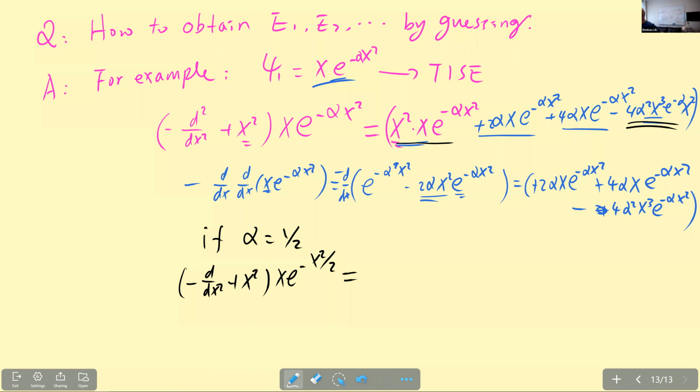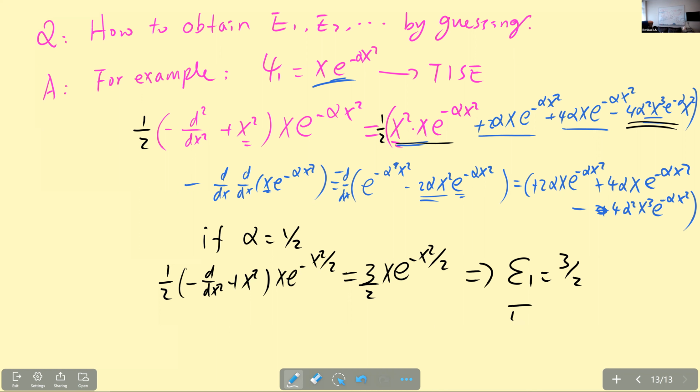That's 6 alpha, that's 1 over 2, sorry. So there's 1 over 2, right? So this means epsilon 1 equals 3 over 2. So E1 just equals epsilon 1 times h bar omega, that equals 3 over 2 h bar omega. So basically, you just insert this Gaussian function into the Schrodinger equation, and then you can find the solution. Okay, so that's the method.